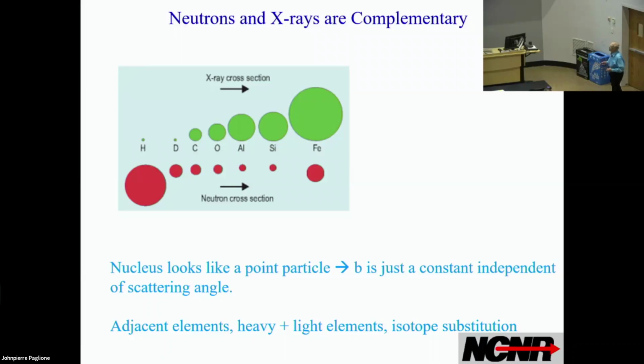Another nice thing is that a nucleus looks like a point particle to a 1 angstrom neutron, and that means it just scatters isotropically. All those scattering lengths are tabulated, so you don't have to worry about that. You don't have to worry about the distribution of electrons like you do in X-ray scattering. So that's one of the advantages.